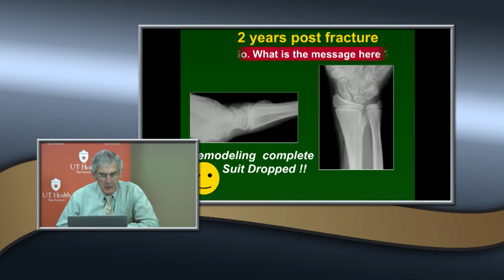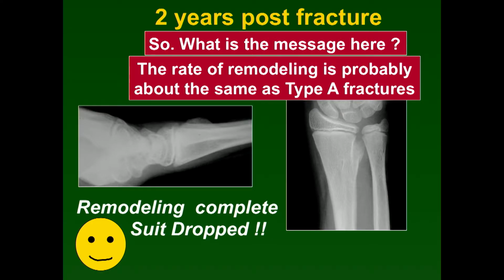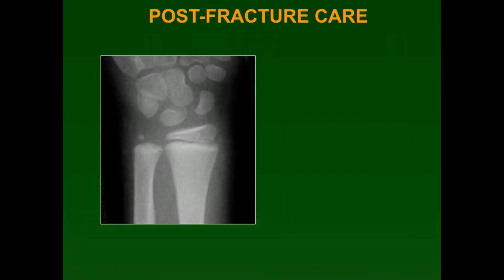But what's the message here? Well, the rate of remodeling is probably about the same as type A fractures, but during this period of remodeling, you have an unacceptable appearance, and it's slow to disappear. Whereas in the other ones, you don't see the angulation if it's dorsally displaced.